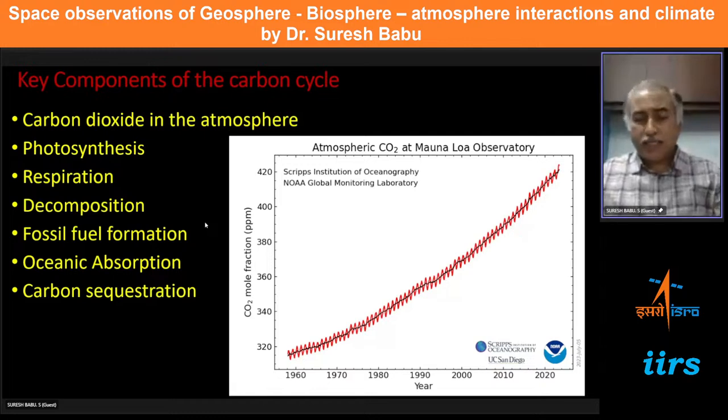We know that the carbon dioxide in the atmosphere is basically showing an increasing trend. We know the Keeling curve, which is the long-term measurement of carbon dioxide from the Mauna Loa Observatory, thanks to the Scripps Institution of Oceanography and NOAA for maintaining such a long-term observation.